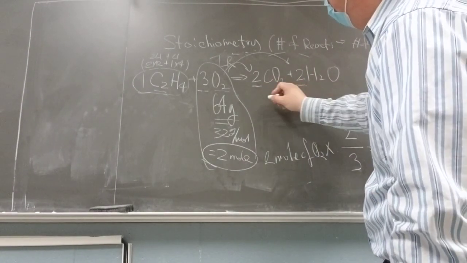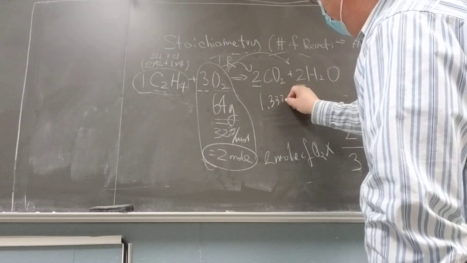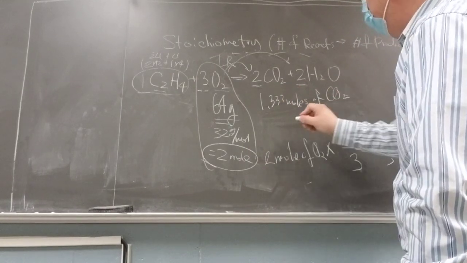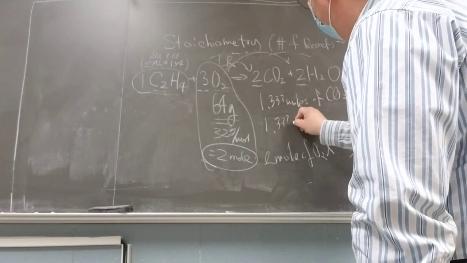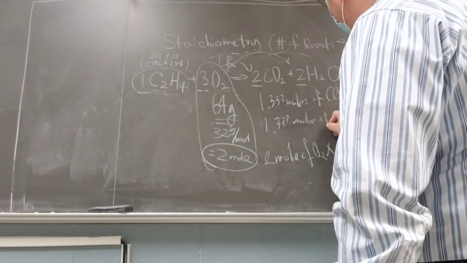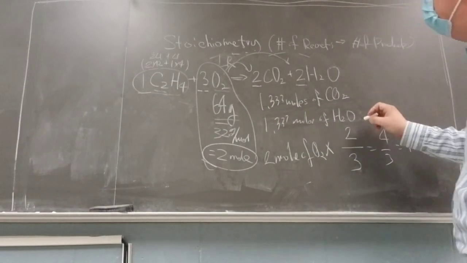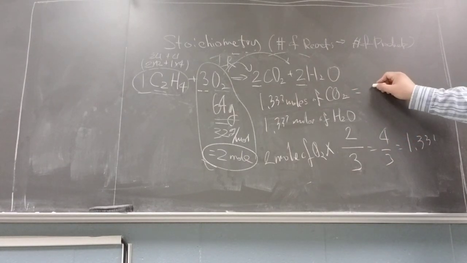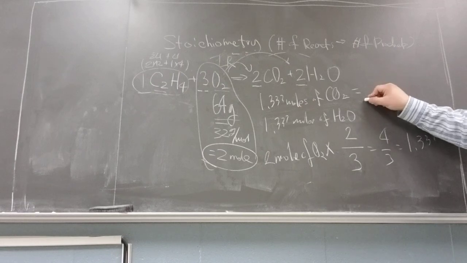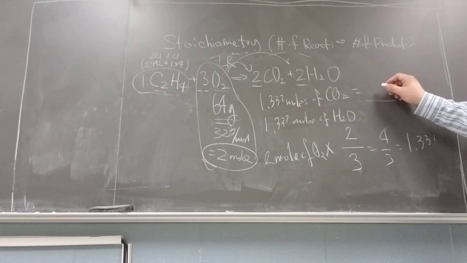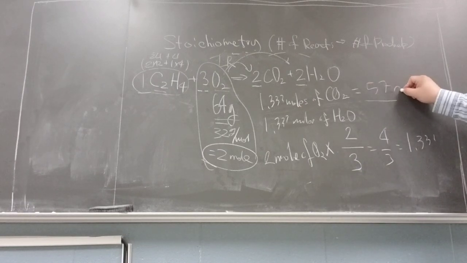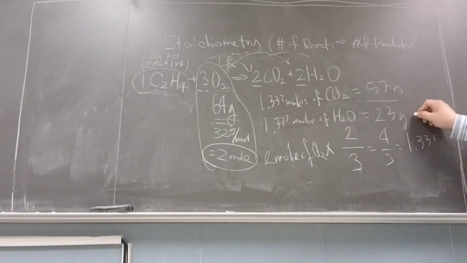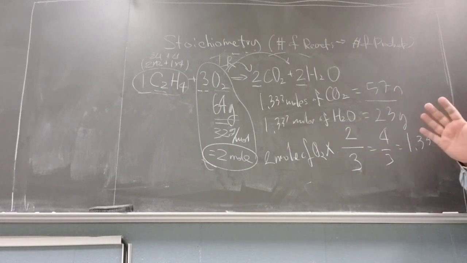So 1.333 moles of carbon dioxide, 1.333 moles of H2O. So you're going to have about, I don't know, what was that number? It's a 50 something, right? 57. Okay. How about the water? Was it 23? Perfect. Great. So this is pretty much it.